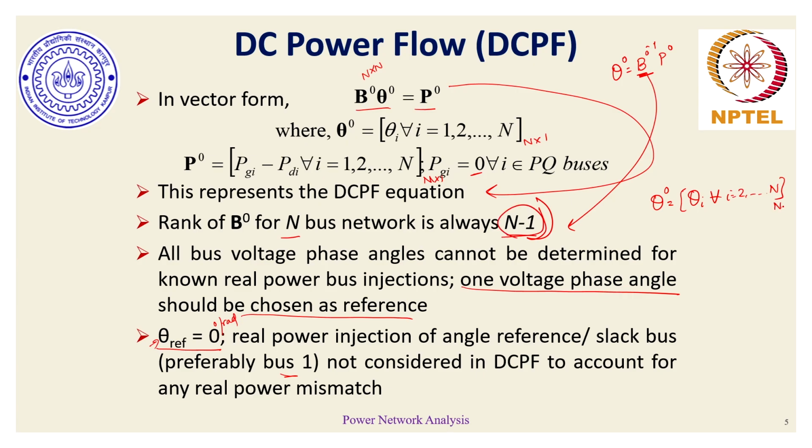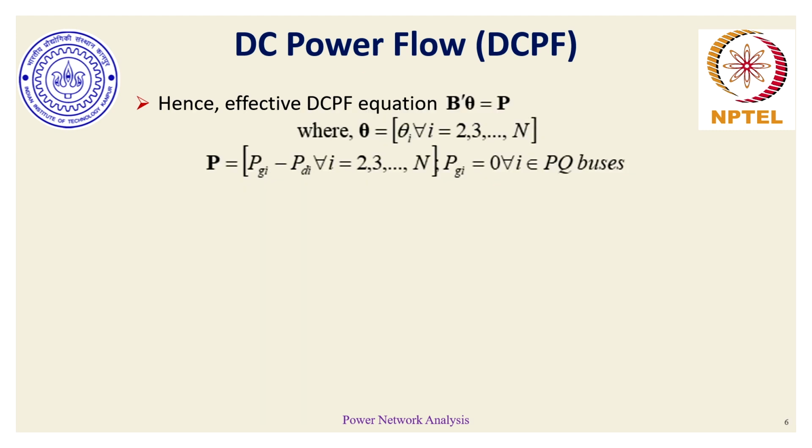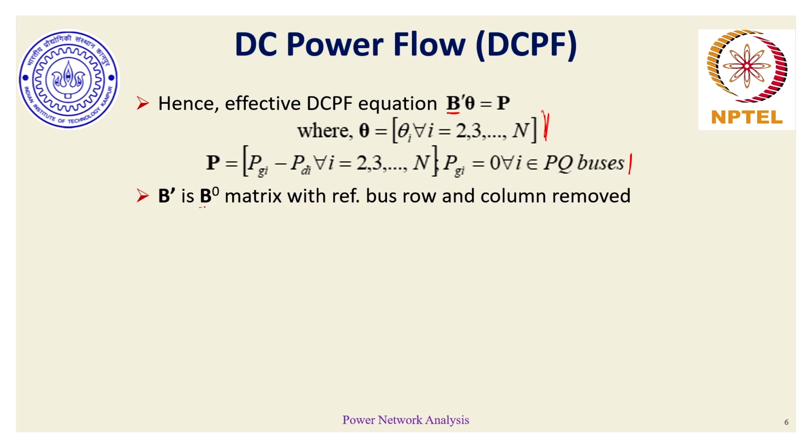So the corresponding theta 0 becomes (n minus 1) cross 1 vector, and P0 also becomes (n minus 1) cross 1 vector, because for the slack bus or angle reference bus, the corresponding injection is infinite, similar to the choice that we had for the angle reference, slack or swing bus in the initial discussion. Since the orders are changing for phase angles and the known injections, we denote the new matrix to be the B dash matrix, which is the element of B0 with the reference bus row and column removed from the B0 matrix.